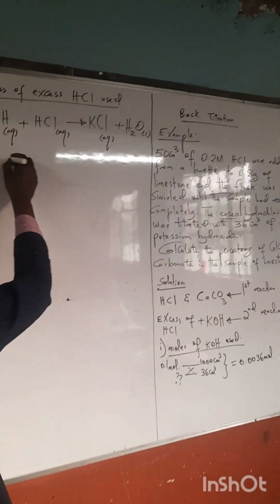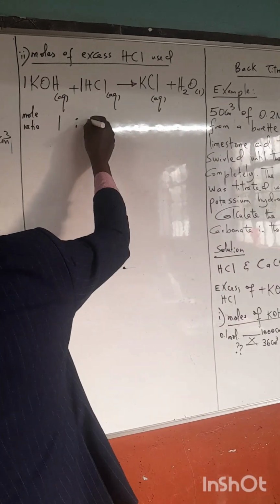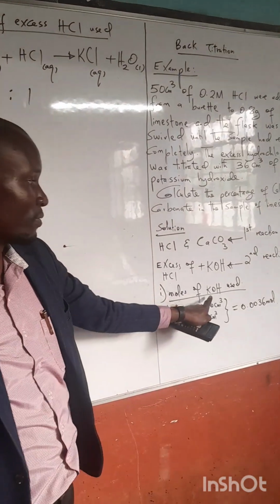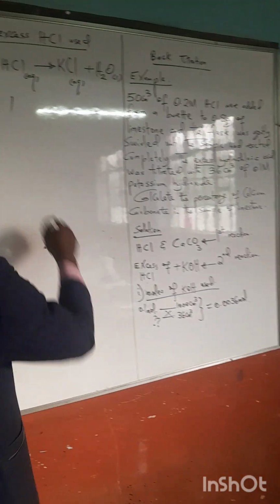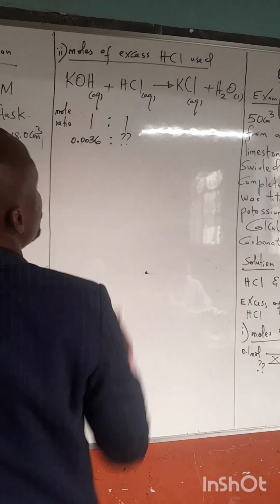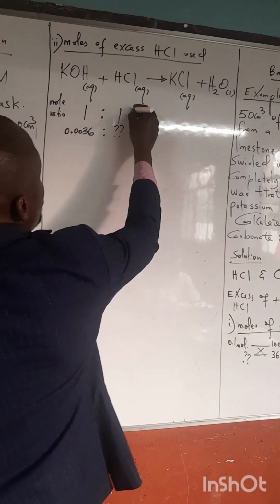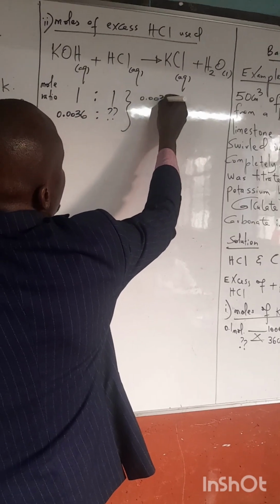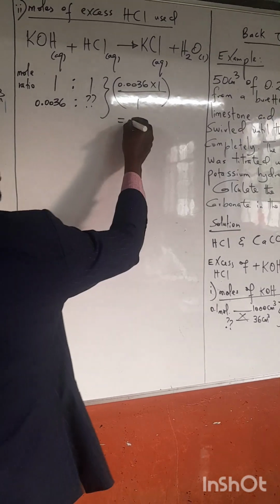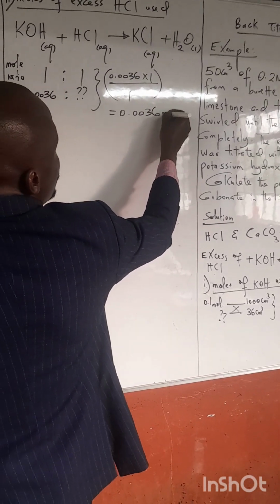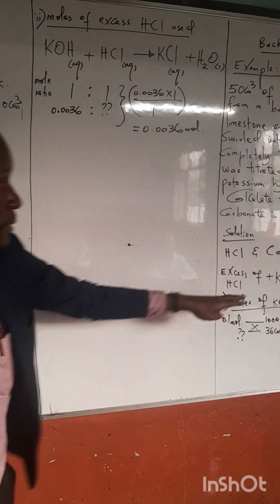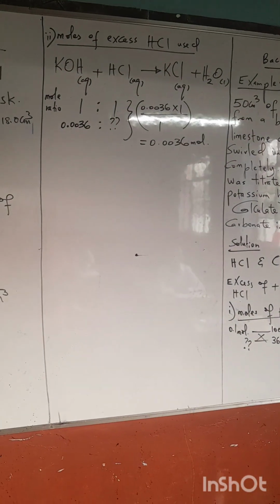So, meaning mole ratio: we have 1 mole of potassium hydroxide reacting with 1 mole of HCl, isn't it? Yes. And then here we go to the moles of potassium hydroxide. Place them here under potassium hydroxide and find the corresponding moles for HCl. Just simple cross multiplication: 0.0036 times 1 divided by 1. The mole ratio is 1 to 1, meaning you just get the same value. These are the moles of excess acid that were reacted with potassium hydroxide.